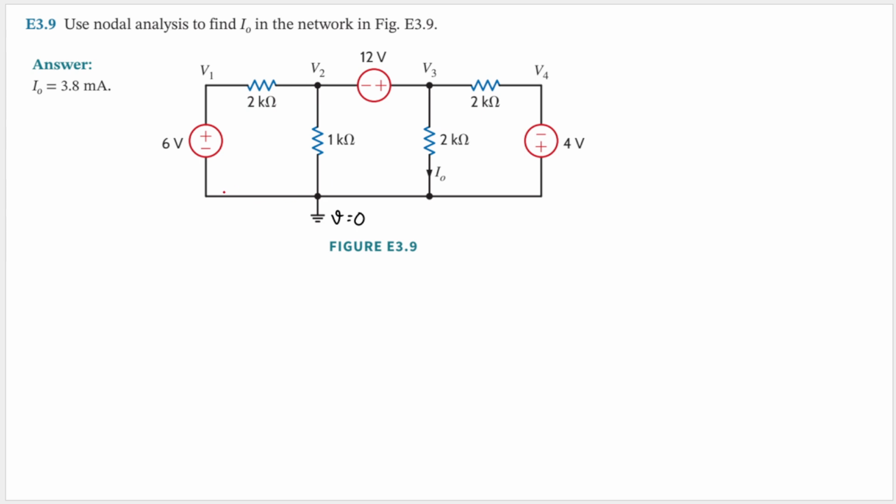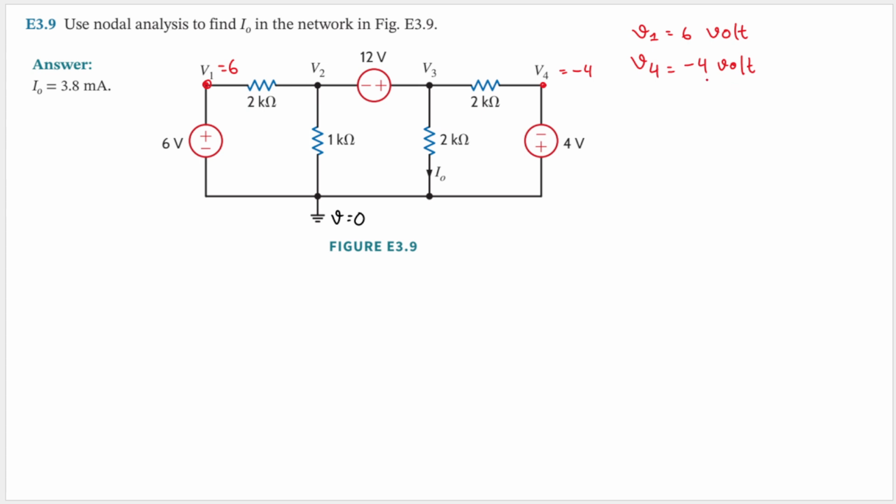V1 is 6 volt from the ground, right? So V1 here is 6 volt. And by similar logic, this is 4 volt from the ground, but remember the sign is flipped here. So the voltage V4 is minus 4. It has to be 4 volt lower than the ground, so V4 is equal to minus 4 volt.